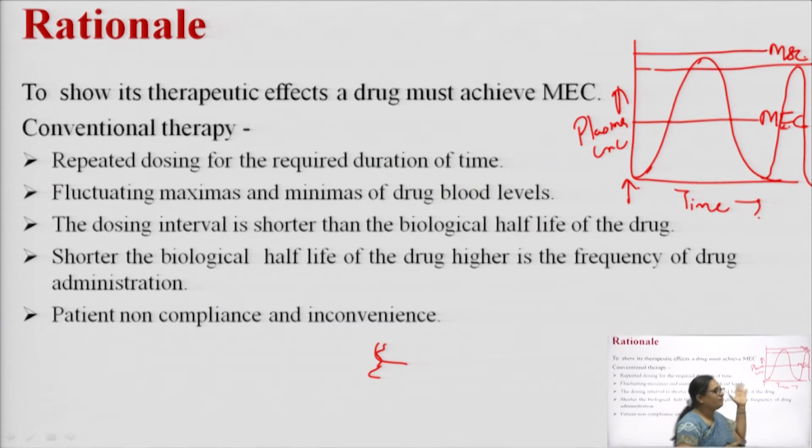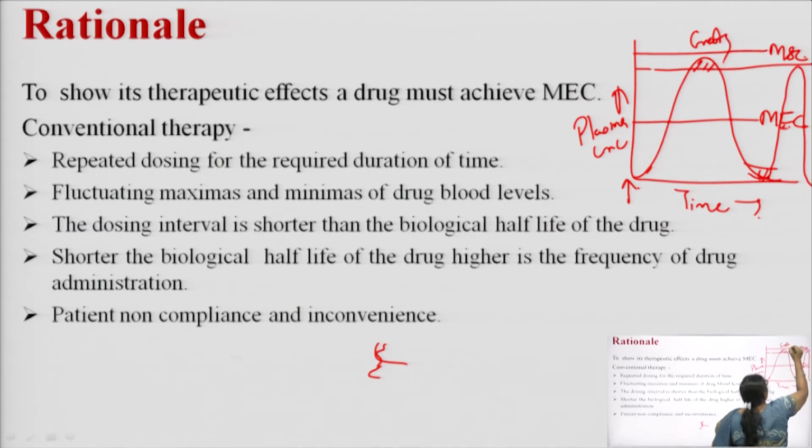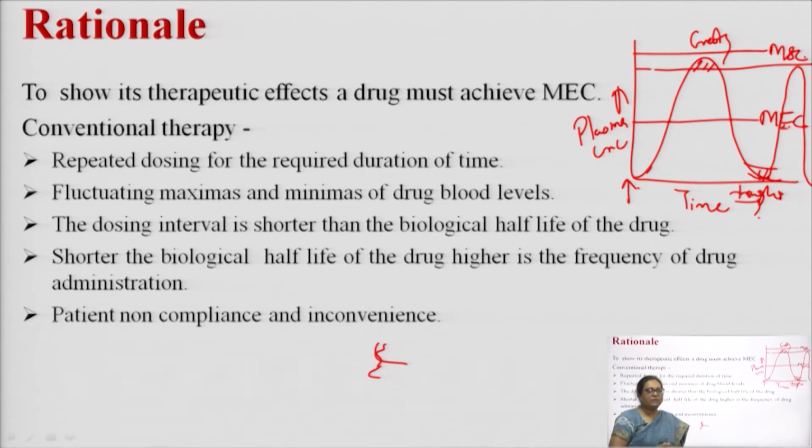So, for the duration of time for which we want to sustain drug action or we want to have drug therapy, we need to give the drug at regular time intervals, and this results in fluctuating maximas and minimas. You can see here the crests and the troughs in the plasma drug blood level, right. So, there is fluctuation between maximas and minimas, and the drug needs to be administered at regular time intervals. That interval is called the dosing interval of the drug.